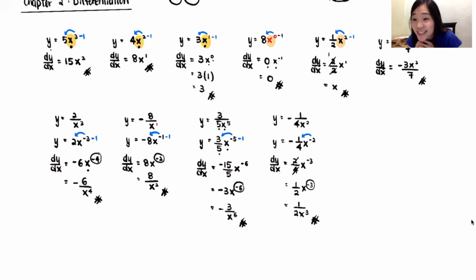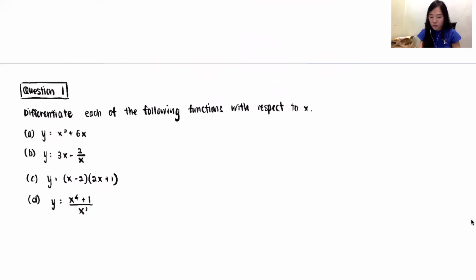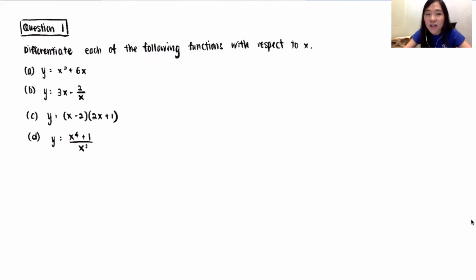That totally understood, right? I think you guys get an idea of how to differentiate. Let's try one example. So question 1, differentiate each of the following functions with respect to x, because they want it in terms of x. Let's start from A. Now they are slightly longer, but don't tell me you don't know how to do it. Definitely you know. The way of doing it is the same, okay?